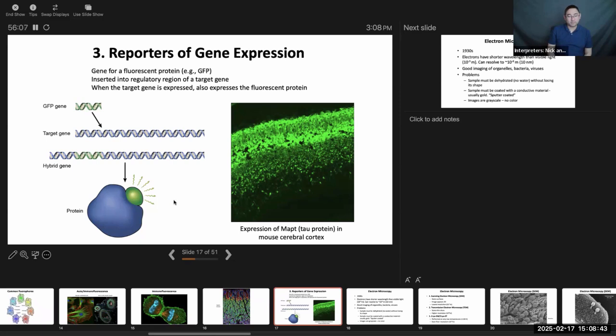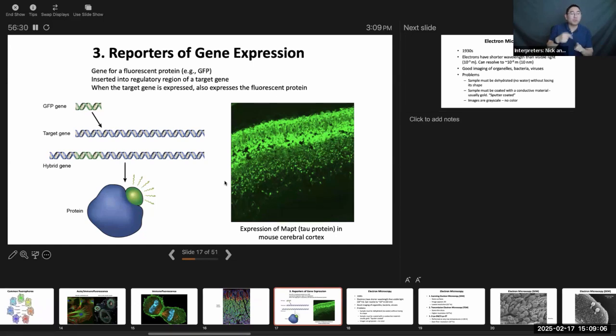So you can use this, like I said, to determine which cells in a particular sample are expressing whatever gene you're interested in, and also timing. At what point in development does it express this gene, and does it continue to express this gene throughout its life, or does it stop expressing it at some point in development?